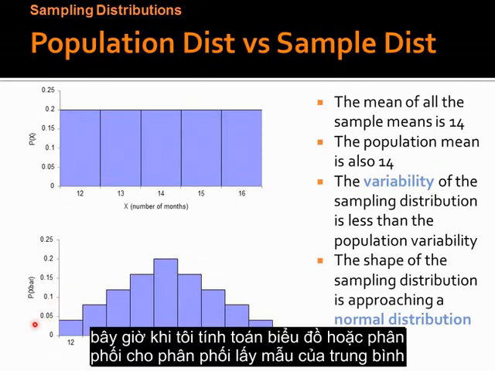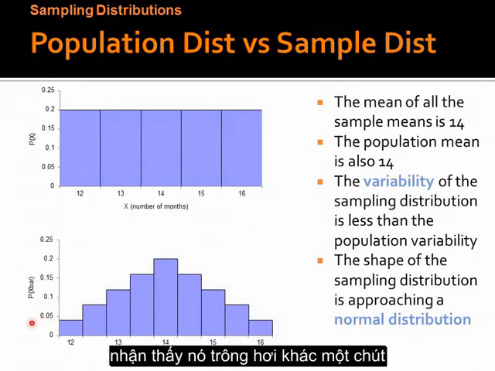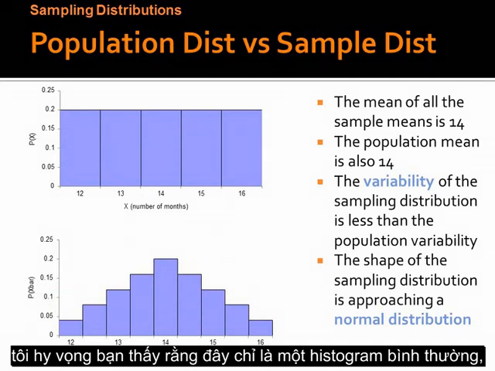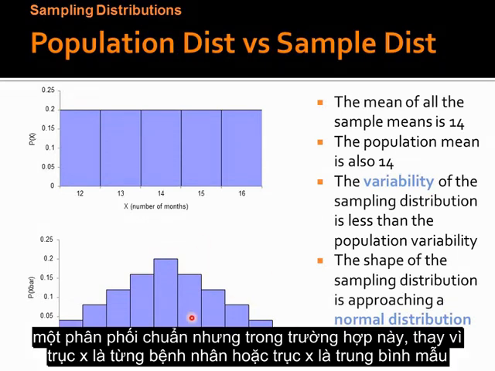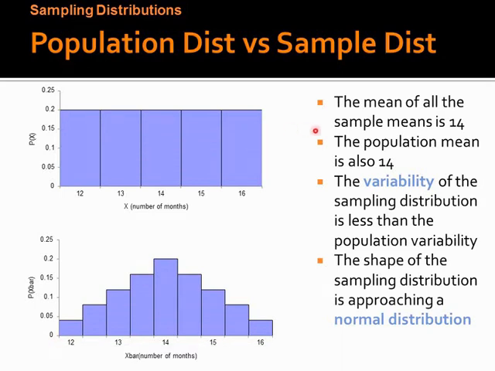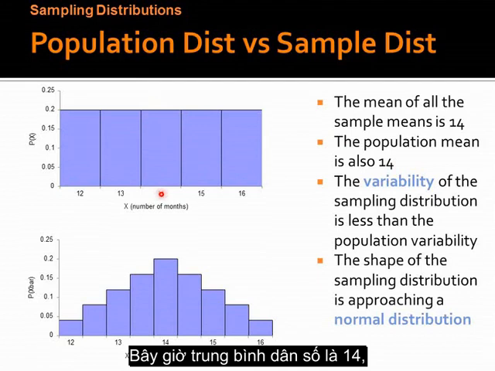Now when I calculate the histogram, or the distribution for the sampling distribution of the means, notice it looks a bit different. But of course, before even noticing it looks a bit different, understand how I even created this in the first place. I hope you see that this is just a normal histogram, but in this case, instead of the x-axis being each individual patient, now the x-axis is the sample means, or the x-bar. X-bar is the sample mean, number of months. Y-axis is the probability.